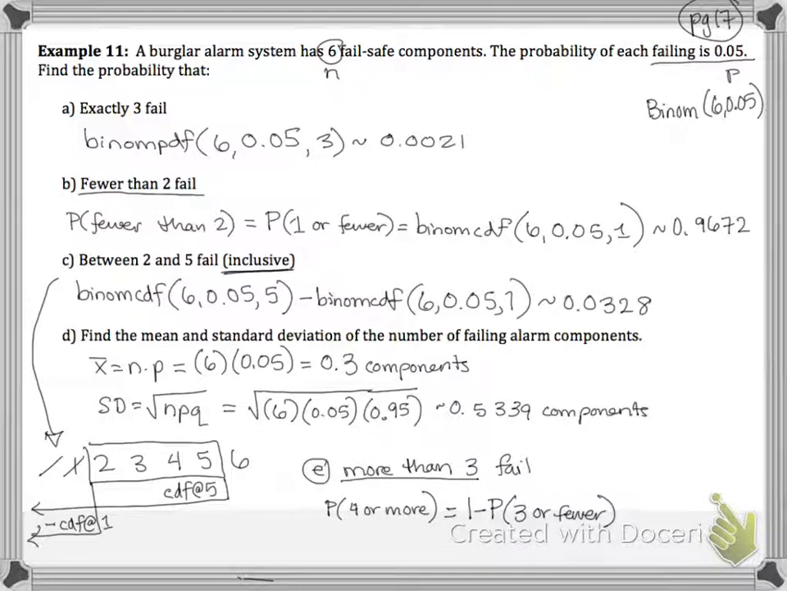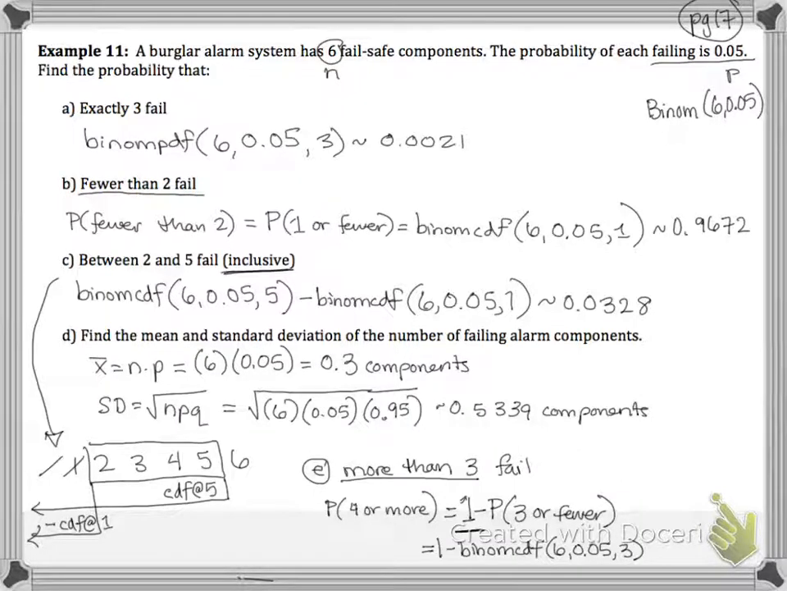So we start with 1, or this is 100% of the events, and subtract the ones that we do not want. So in order to get 3 or fewer, we would use a CDF. So this would look like 1 minus the binom CDF, and then we have 6 fail-safe components, a 5% chance they don't work, and we want to get rid of 3, 2, 1, and 0, which is going to leave us with 4, 5, and 6. And I have not even taken out my calculator because I've been using the solutions. So let me do this one with you.